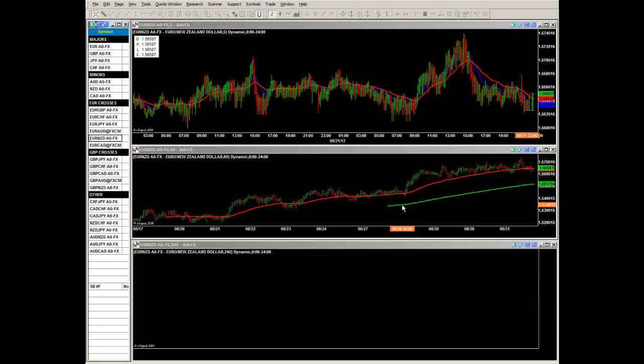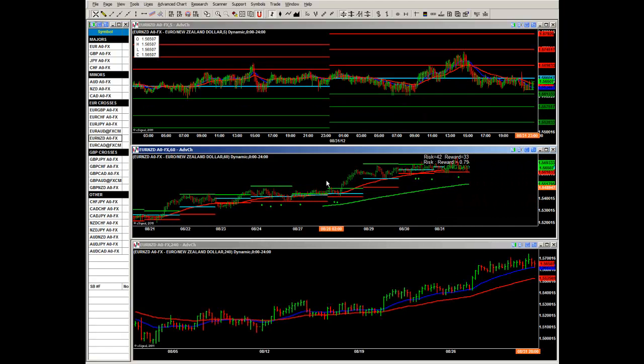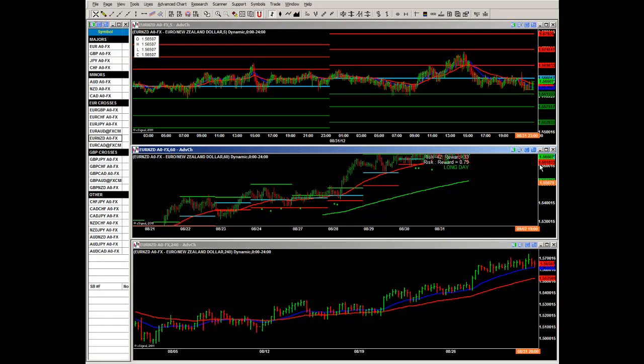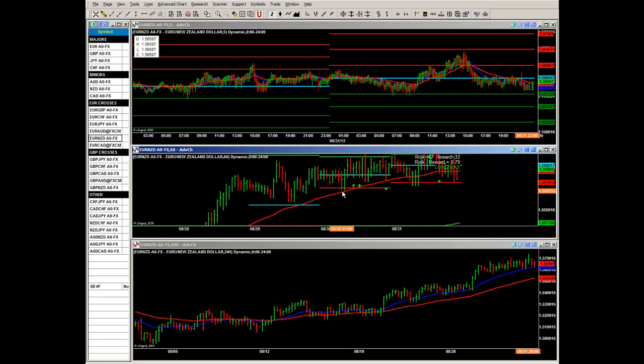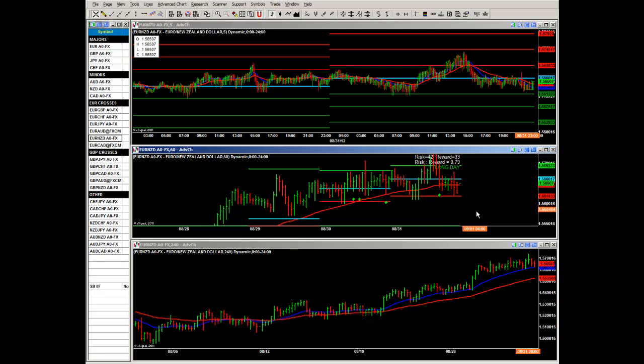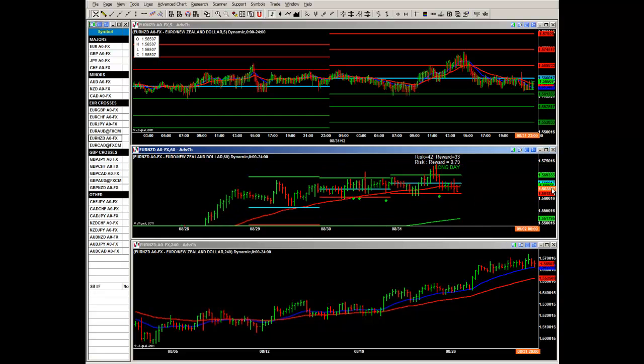Euro Kiwi. Anything else? Also the same thing. Okay, so these are really good setups. This one, here's a classic example, Euro Aussie. Both of those you would have been fine if your stop was in the correct place. Alright guys, so just have a look at that. It's the best thing I could do to alert you to it.